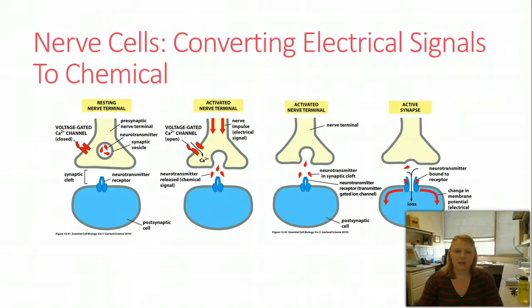That cell is then going to use this to change the membrane potential, which is the electrical signal within the cell, or it's going to create a cascade of events depending on what that cell is. It's all about what that target cell is that determines how these neurotransmitters are going to work.